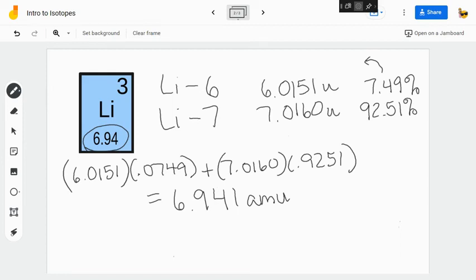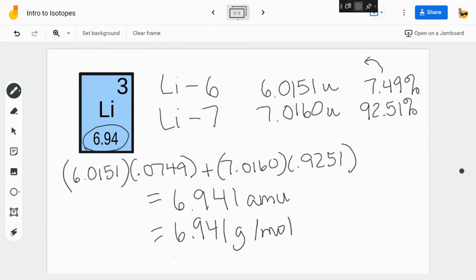That means if I took one atom, it would either have a mass of 6.0151 or 7.0160. The average atomic mass would be 6.941. That's what goes on the periodic table of the elements. That means if I took a huge sample in the United States of America, or 6.02 times 10 to the 23rd atoms, or 1 mole, it would have a mass of 6.941 grams per mole.